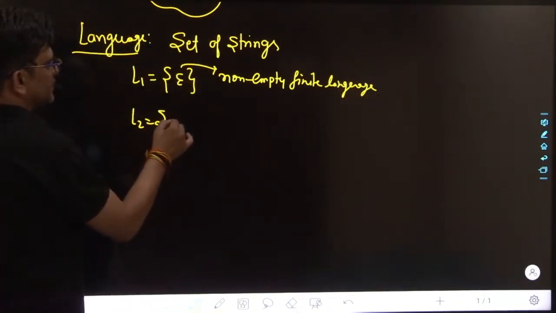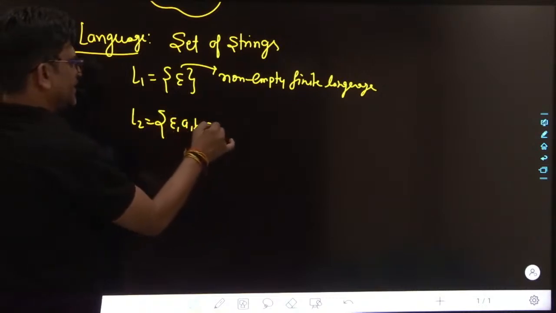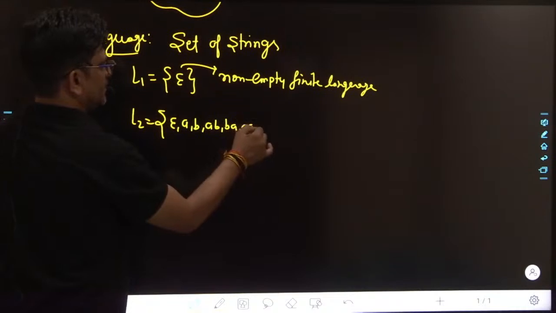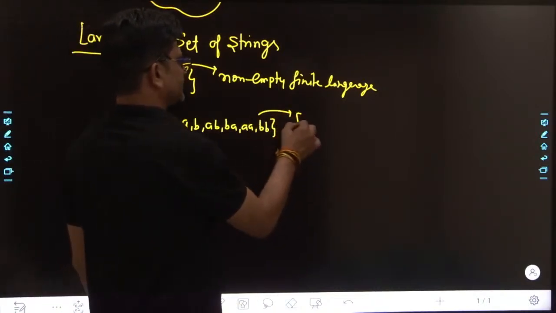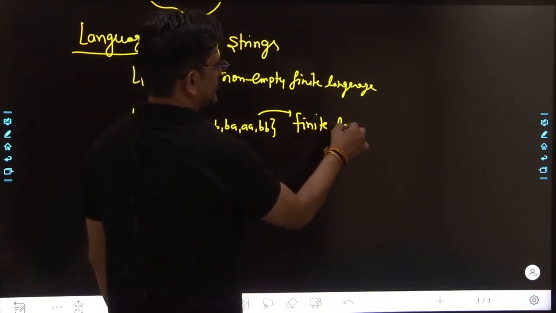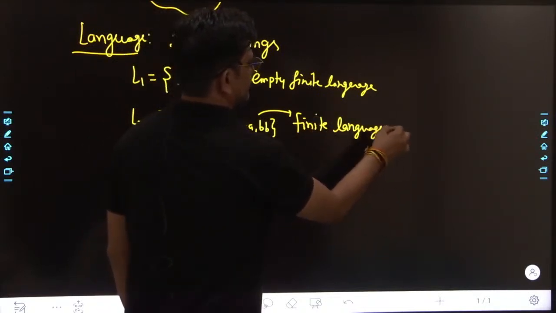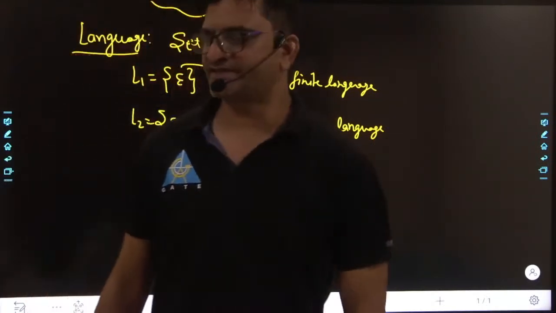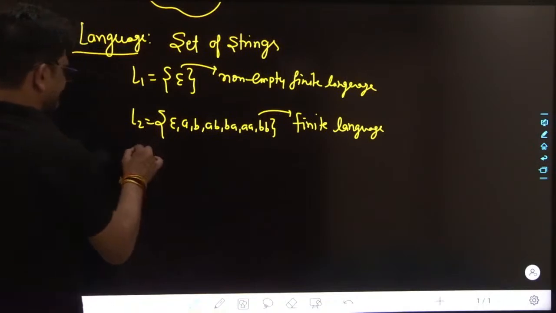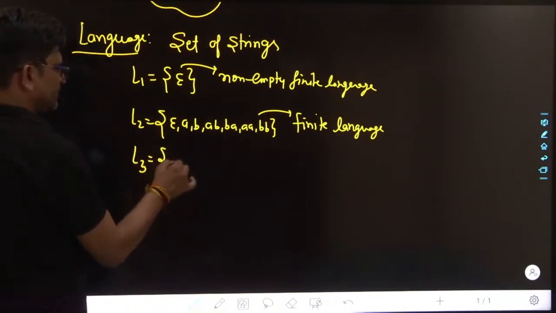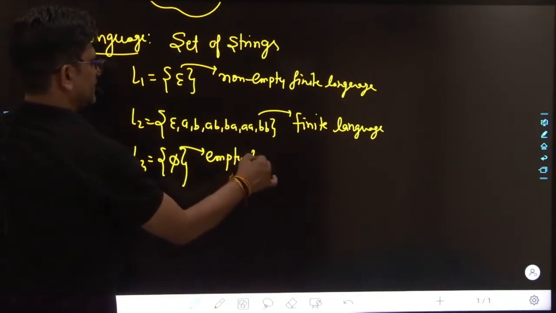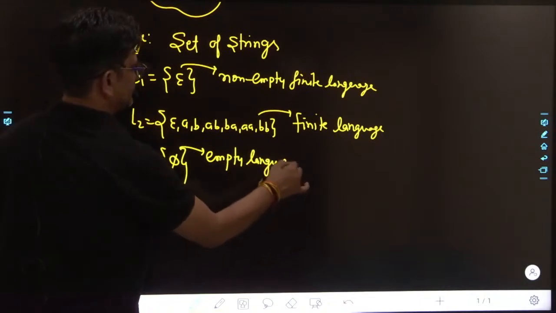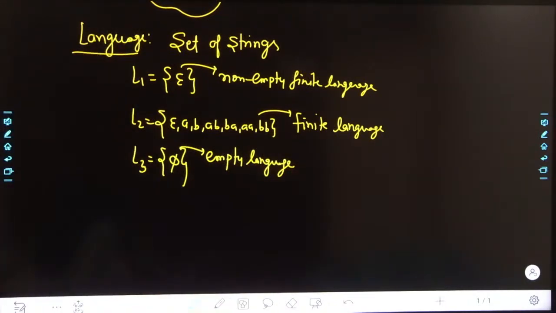L2: epsilon, A, B, AB, BA, AA, BB. This is also finite. So this is known as a finite language. A finite language contains only a finite number of strings. Okay. Next, this is the empty language.